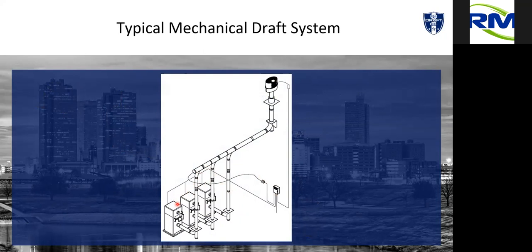Okay, so a very simple sequence of operation on this would be, once the boiler gets its first call for heat, it sends a signal to the controller. That control sends a signal to the fan, ramps up the fan, it checks pressure, verifies that we are in operation, sends a signal back to the boiler to release the fire.